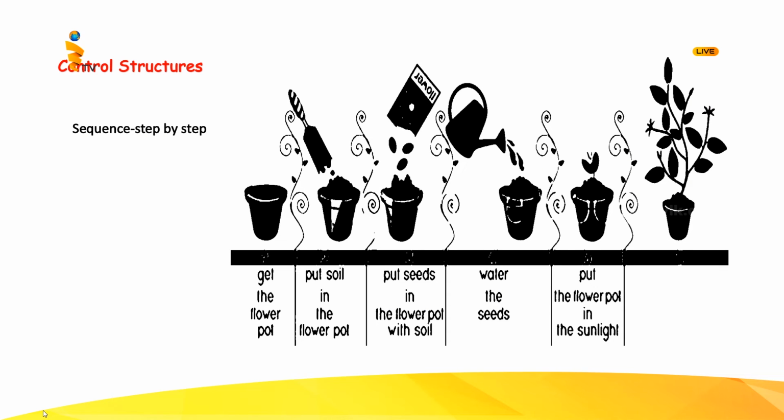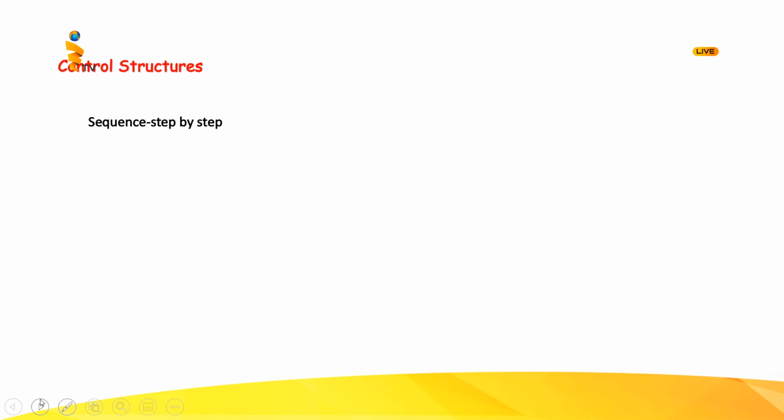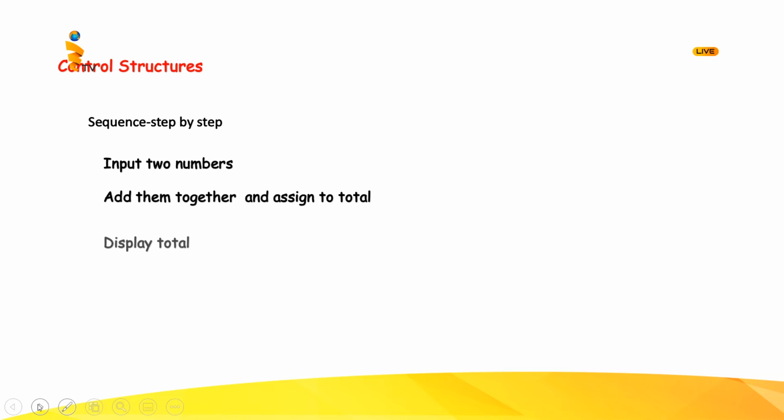Now we will move on to the next structure, that is selection. No, we will first analyze an example for this control structure. Earlier I described how to take the total of two numbers. We will use this example for that. First of all, we have to input two numbers, then add them together and assign to total. Afterwards, we will display total. So this is an example for the control structure sequence.